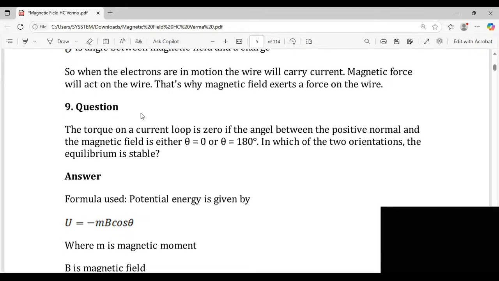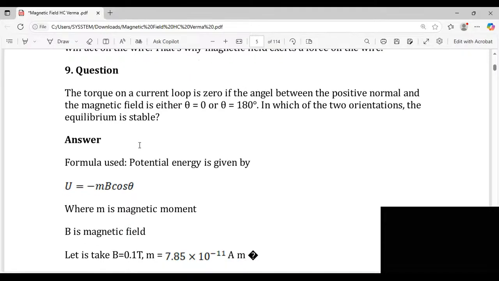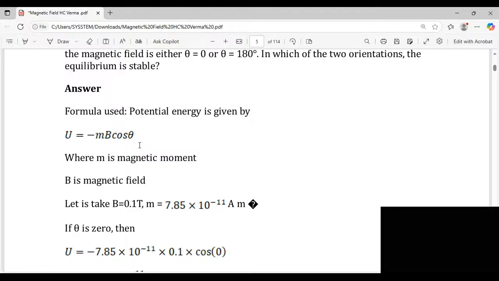Let's see question number 9. The torque on a current loop is zero if the angle between the positive normal and magnetic field is either theta equal to 0 or theta equal to 180 degrees. In which of the two orientations is the equilibrium stable? Let's see the answer of this question.